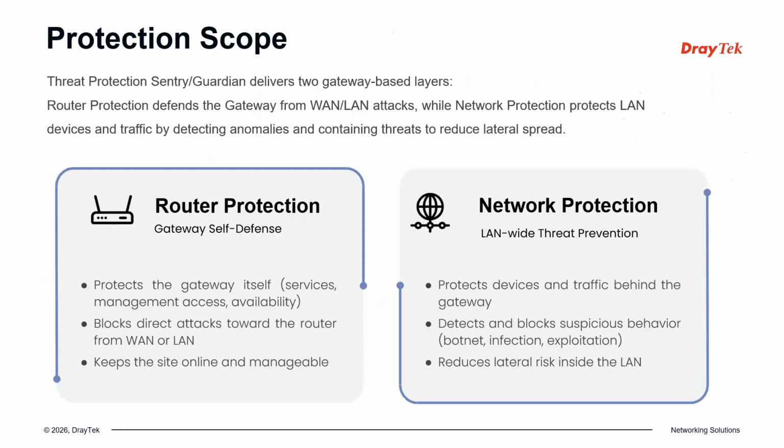From the point of view of protection scope, there's the two kind of areas. It's one, enhancing the security of the router itself because it's adding extra defense to the router. So it's protecting the gateway from attacks against its management services and blocking direct attacks to the router from the WAN to the LAN. So it's keeping the site online, but also it's adding network protection. So it's protecting devices and traffic behind the gateway and spotting suspicious behavior, blocking that, and thereby reducing any lateral threats inside the LAN.